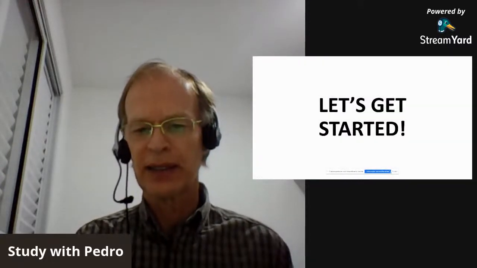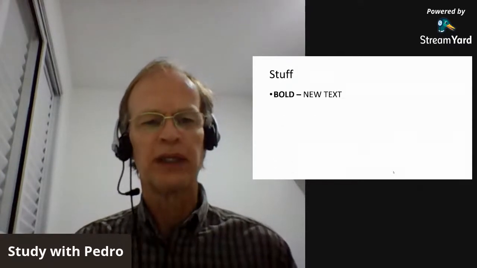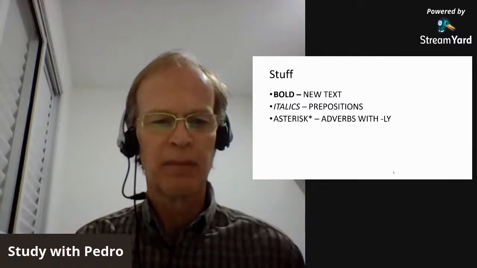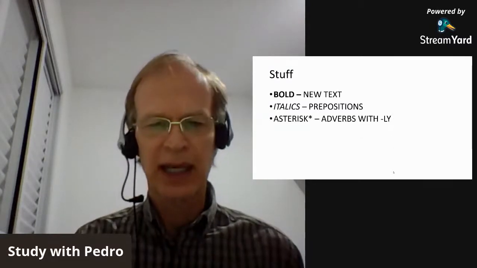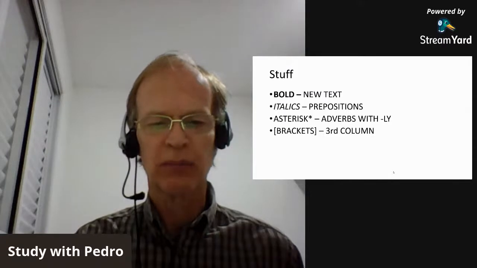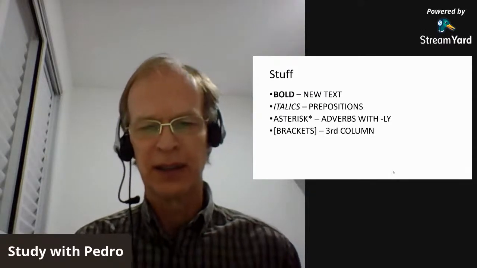And here we go. As you know, I show this slide at the beginning. Let's get started. Vamos começar. I start with this as well. Bold would be new text. For some students, it'll be old, for older students, and of course, everything might be new for principiantes. So italics will be the prepositions. I hope I highlighted all of them. Asterisk will be the adverbs with ly, and the brackets will be the third column, terceira coluna.